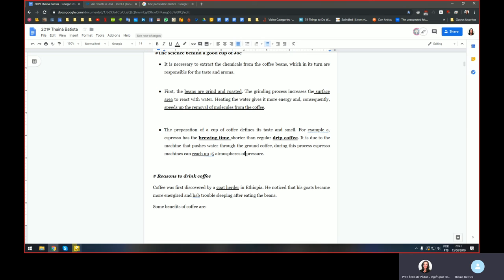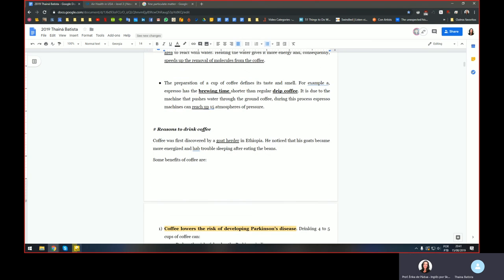And we also know that different kinds of coffee are prepared in different ways. So here I put two new expressions, brewing time and drip coffee. Brewing time is the time of preparation, how much time it will take. And drip coffee is a kind of coffee that probably our grandma used. Actually, I did it until recently also. I like drip coffee.